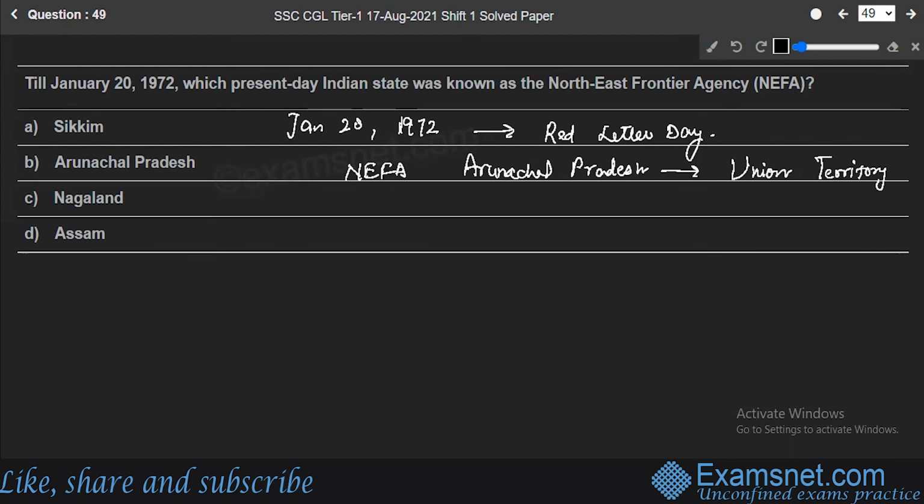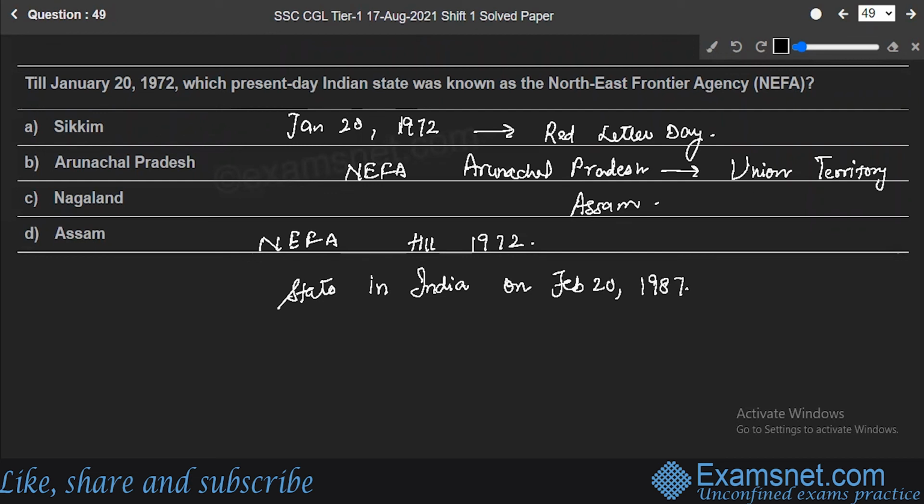Arunachal Pradesh was initially a union territory which was carved out of Assam. It was formerly known as NEFA, that's Northeast Frontier Agency, during British India and Republic of India till 1972. Arunachal Pradesh was established as a state in India on February 20, 1987. So option B, Arunachal Pradesh, is the answer. Hope you are clear. Next is question number 50.